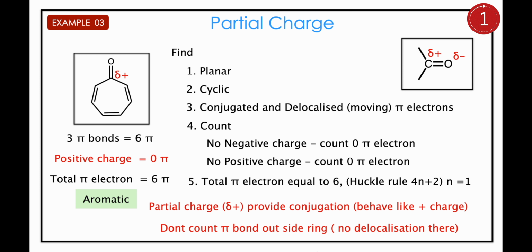Here you have to learn two important things. Partial positive charge provides conjugation. You should treat it like a positive charge and you should not count the pi electrons outside the ring.